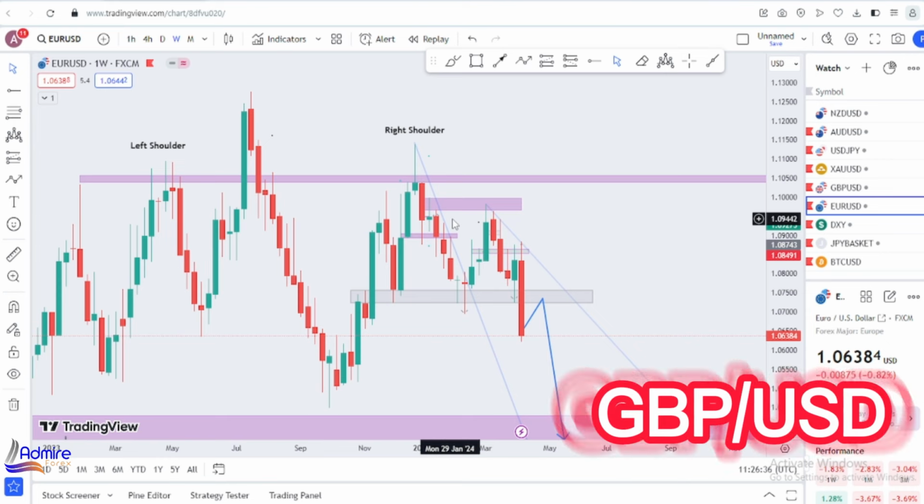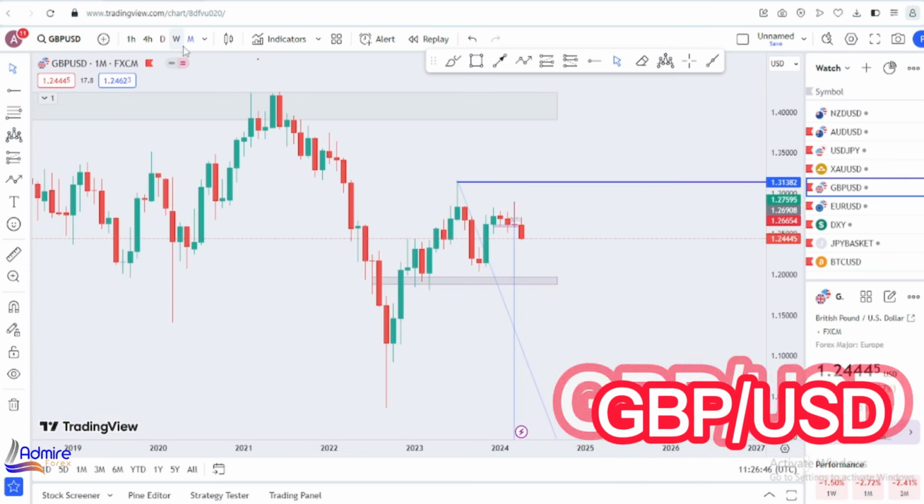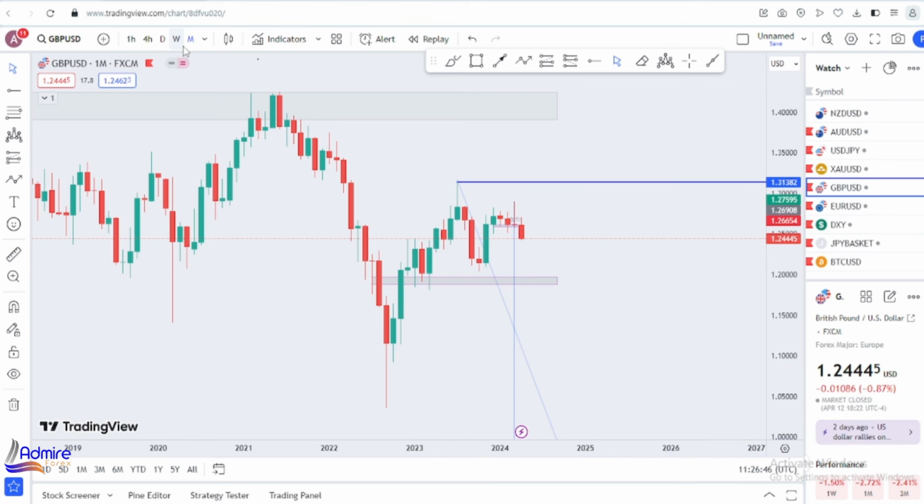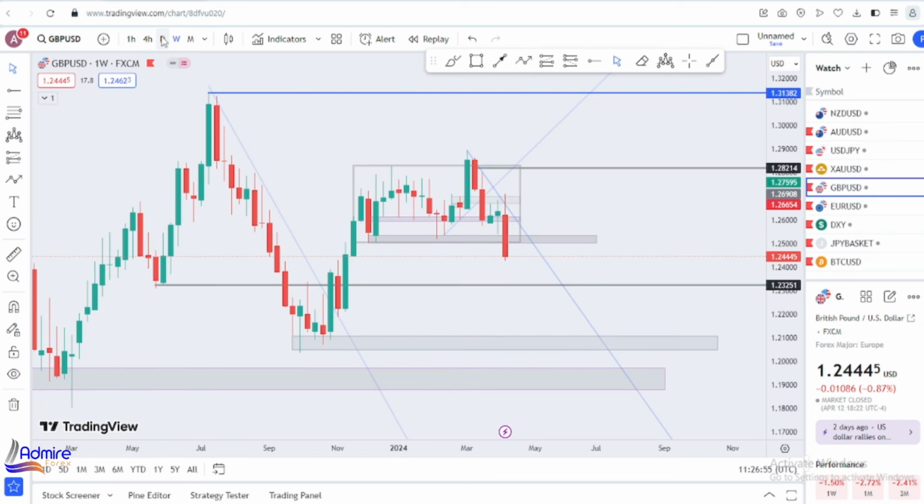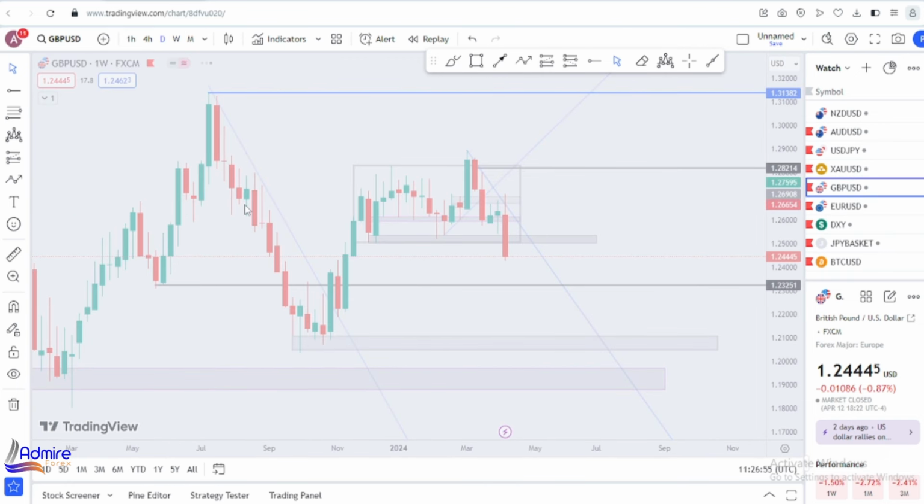Up next is GBP USD. For GBP USD, we are going to start from a weekly time frame. From our weekly time frame, you may not be able to see that range, so let's go to our daily time frame so that you guys can see the range real good.